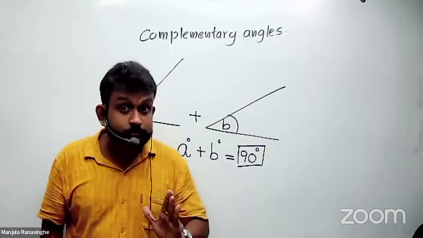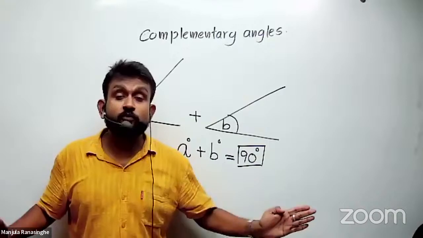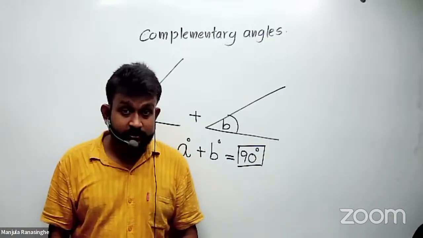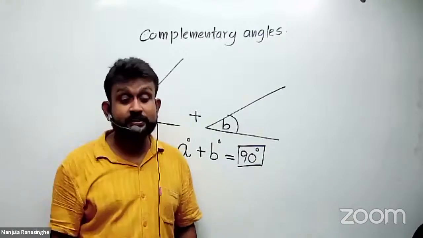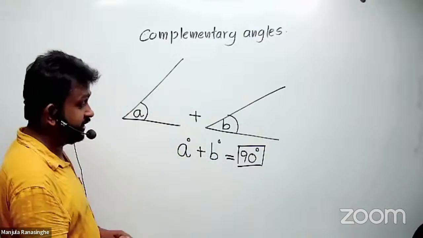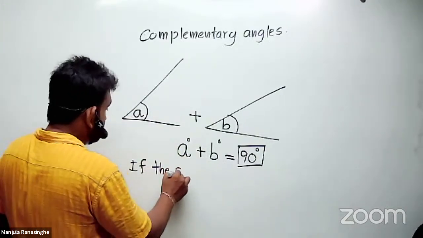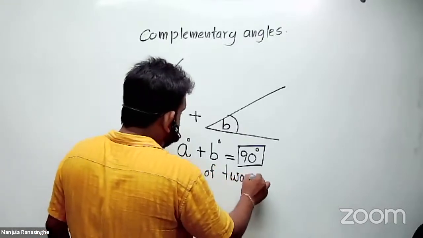If the sum of two angles is equal to 90 degrees, then we can say that these two angles are complementary angles. Understood everyone? Right, if the sum is 90 degrees, then that is complementary. Okay, so I write now: if the sum of two acute angles.